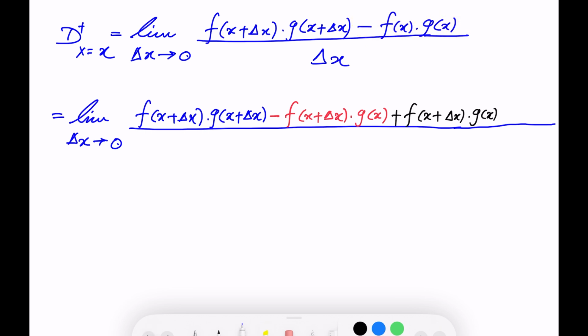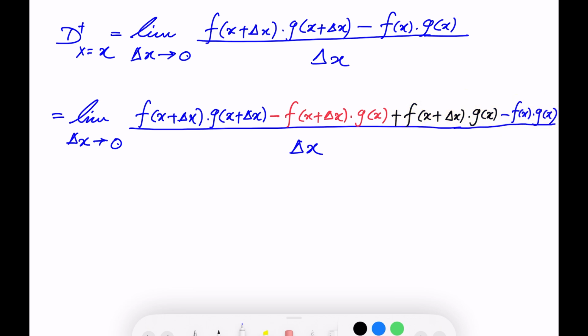So let me write that also down. Minus f of x times g of x. All of that has to be divided by delta x. Now I'm going to focus on the first two terms on the numerator. From those first two terms, you can factor out f of x plus delta x. After that, I will focus on the second two terms of the numerator. From those two terms, I can factor out g of x.